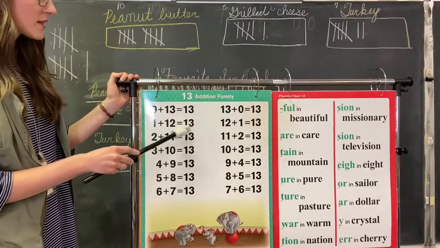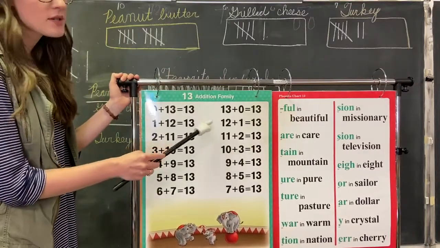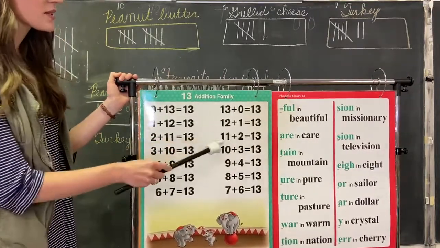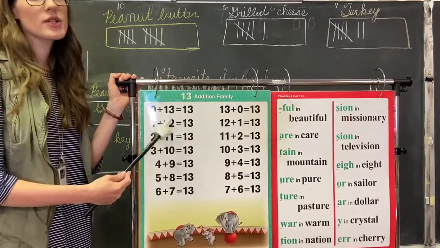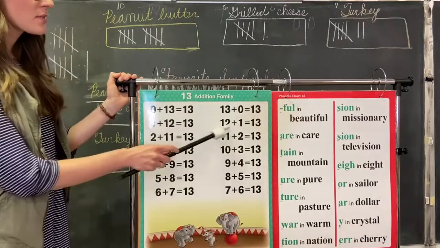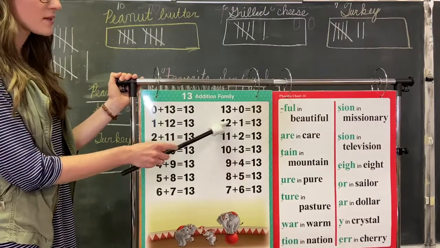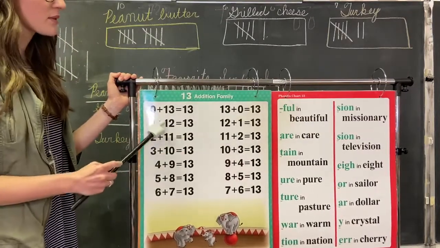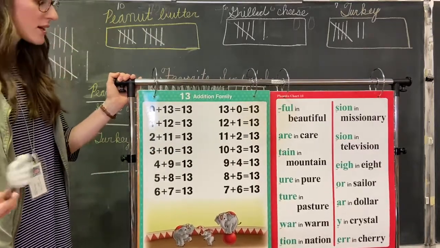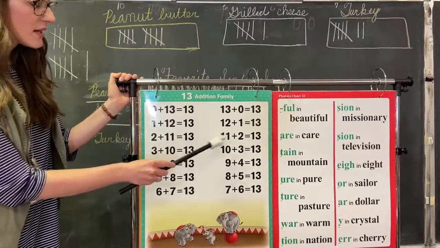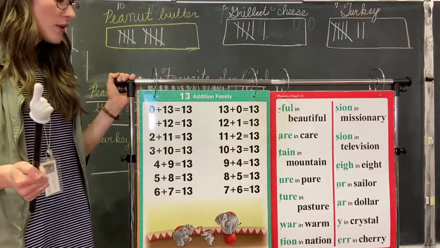1 plus 12 is 13. Well, the twin is much easier to solve than this one. 12 plus 1 is 13. You can just flip it around. Remember, with addition, we can do that. It's easier to start with a bigger number. So I'm going to always solve it like this problem, 12 plus 1 instead of 1 plus 12. And what number comes after 12? 13. Very good. 2 plus 11 and 11 plus 2 both equal 13.